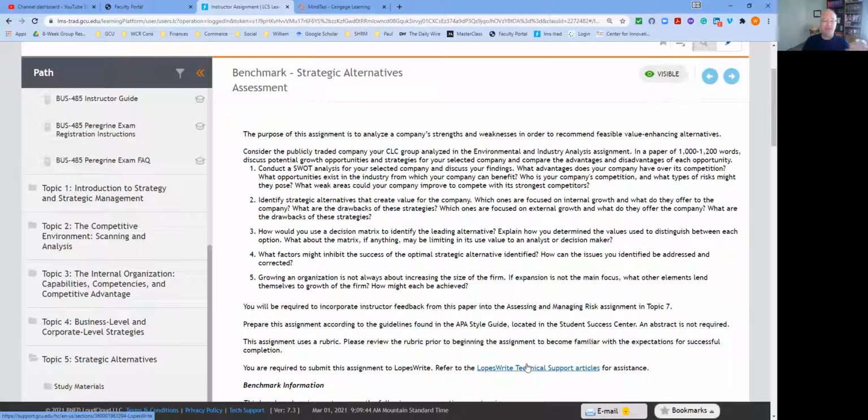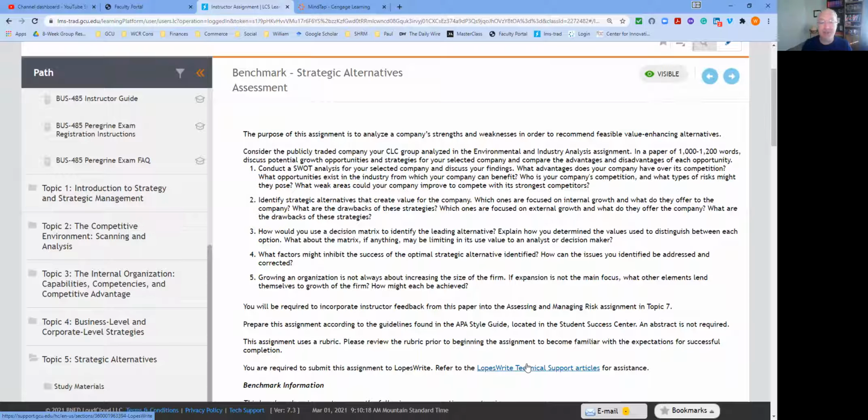Then you need to, number 2, identify strategic alternatives that create value for the company. What's going to create growth? What's going to create opportunities to further serve your customers, to create more customer value? What is going to make the difference to take your company from where it is to the next level, or to make your company the industry leader in a specific area?